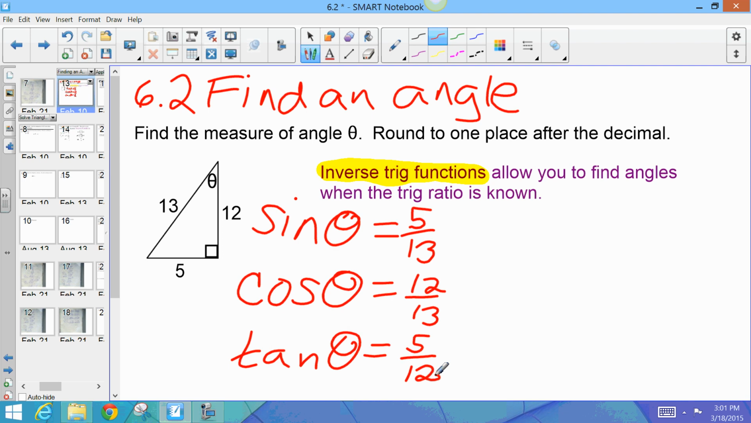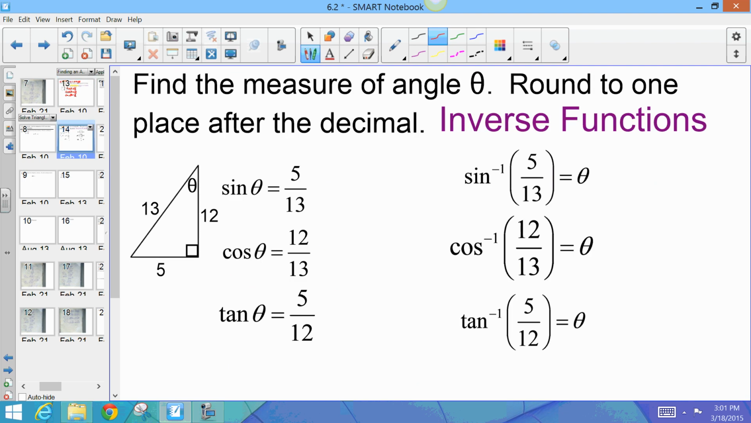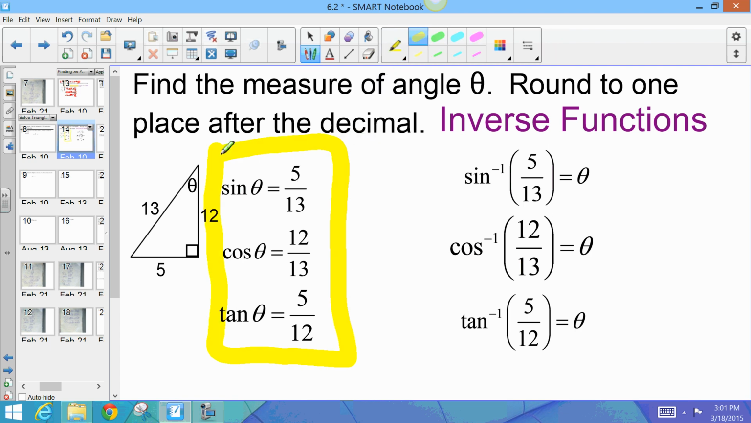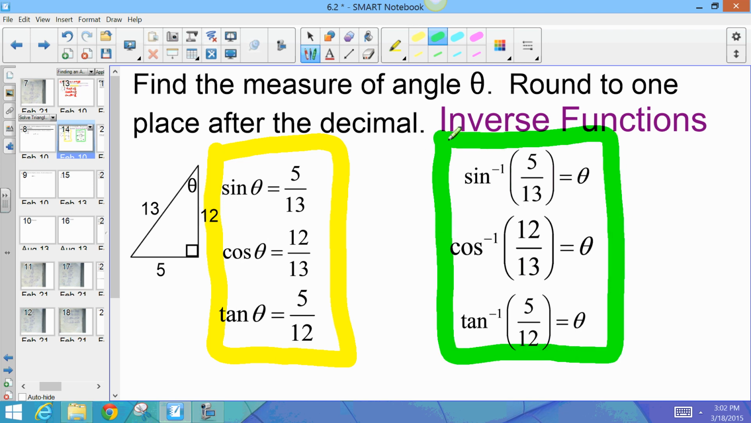So here's the next part. This screen just says the same thing as the previous screen over here on the left. That's what we just found. On the right, this is the notation for the inverse trig function. So if I know that the sine of theta is 5/13, then if I want to know the angle theta, I want to do the inverse sine of 5/13.